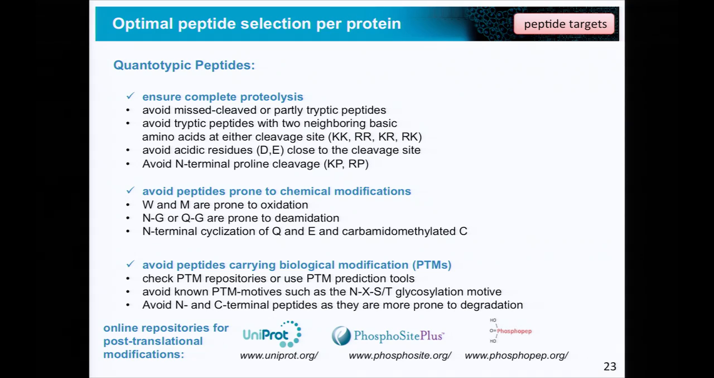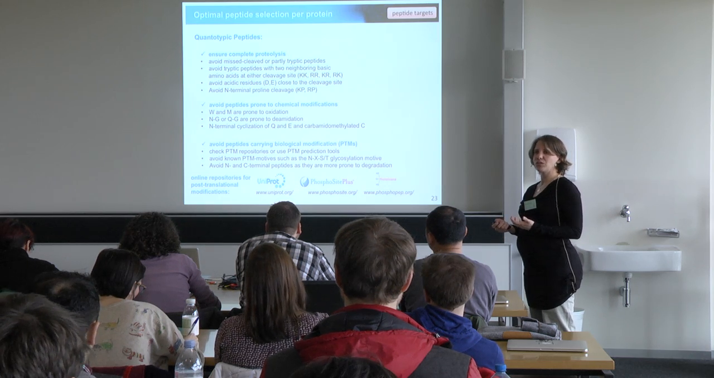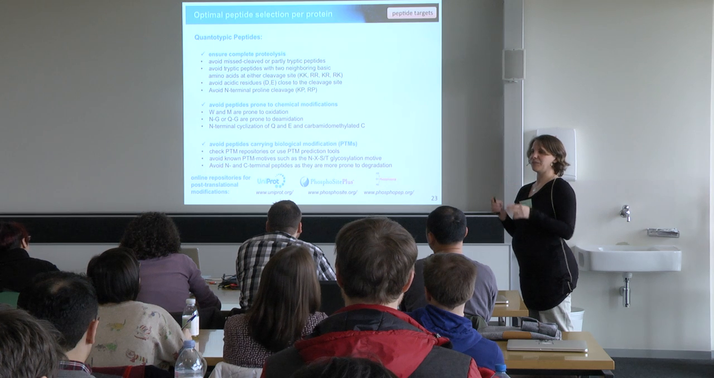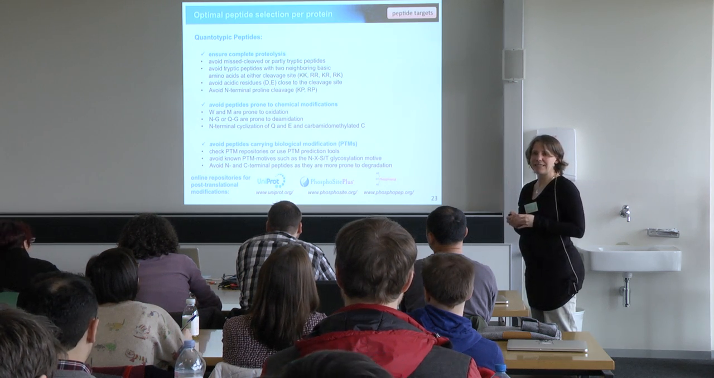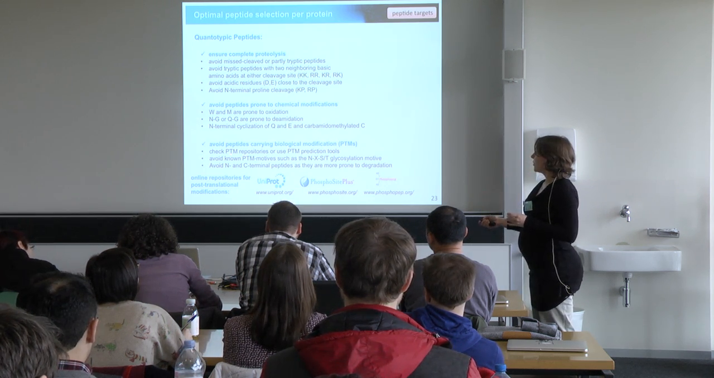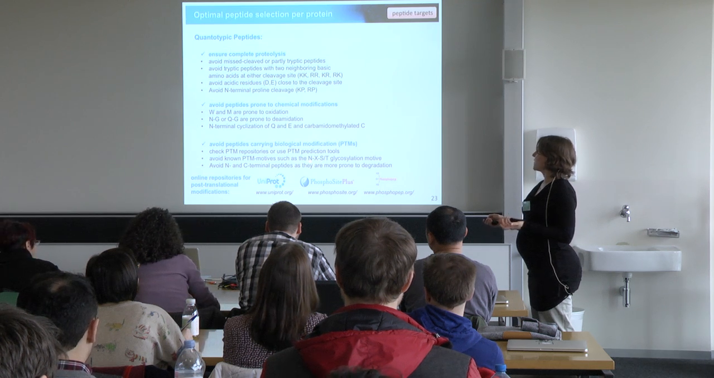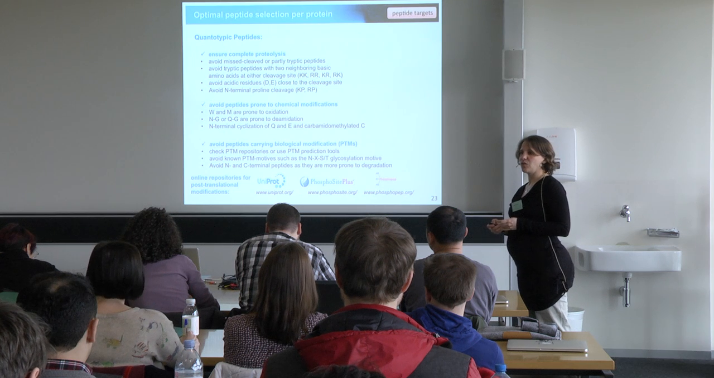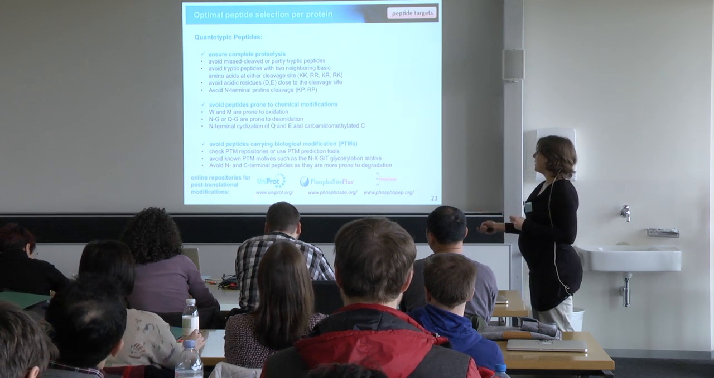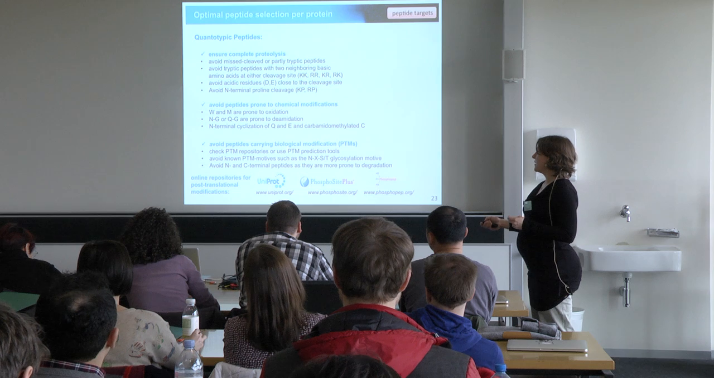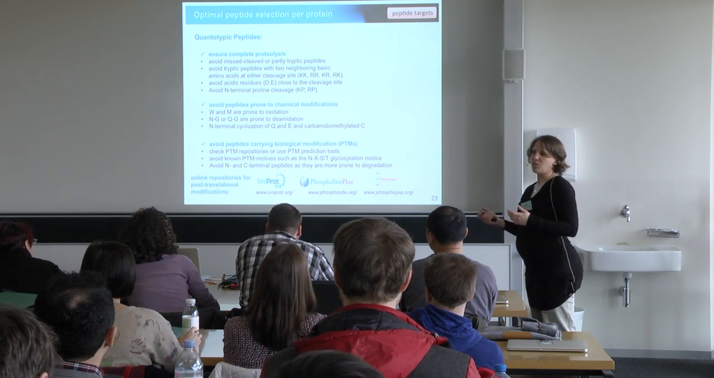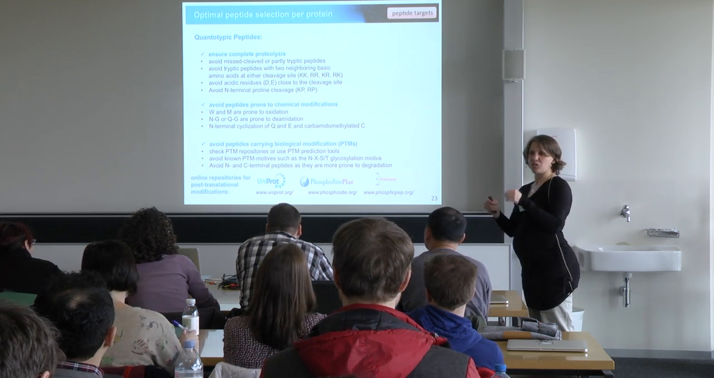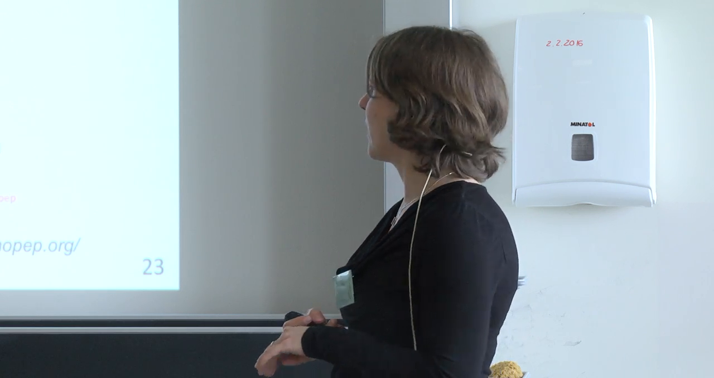But one thing that you can do is check online repositories or use prediction tools to figure out whether on your selected peptides maybe some PTMs have been detected before. You can avoid well-known motifs. For example, the NXS/T glycosylation motif is quite well known, so this you can try to avoid. Or you can avoid the very N- and C-terminal peptide sequences, as it's known they are more prone to degradation, or they are chopped off as signal sequences, and so on and so forth.